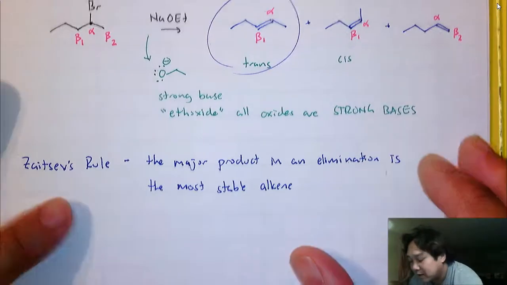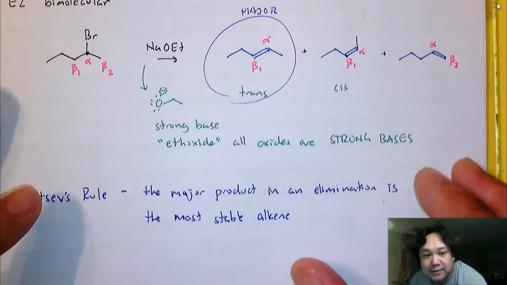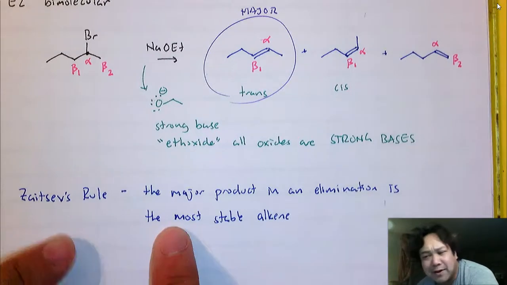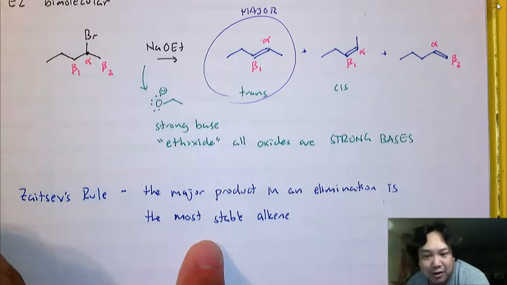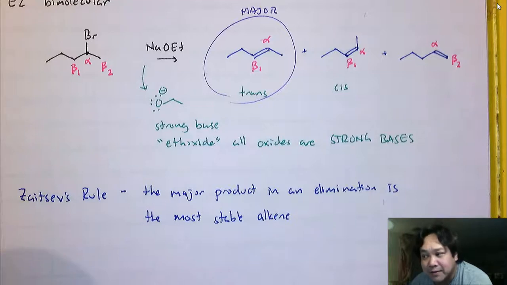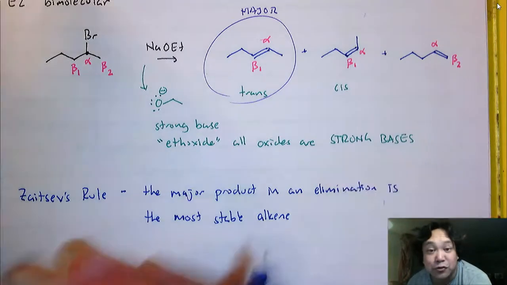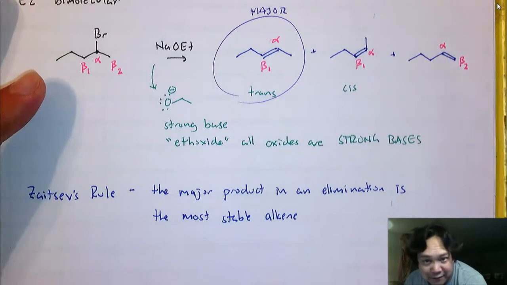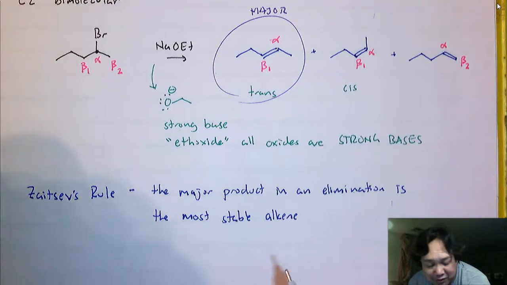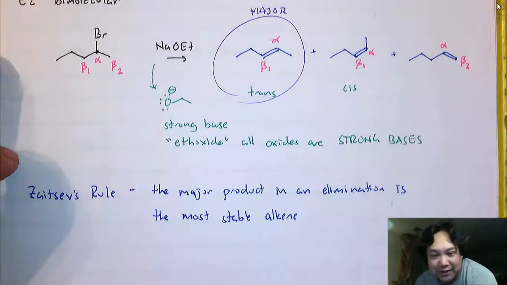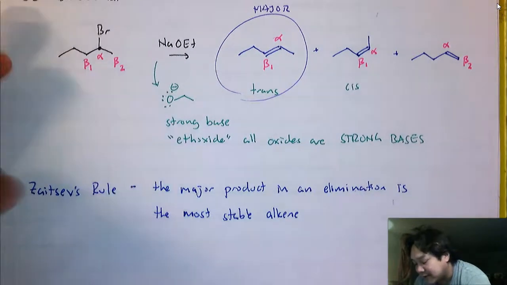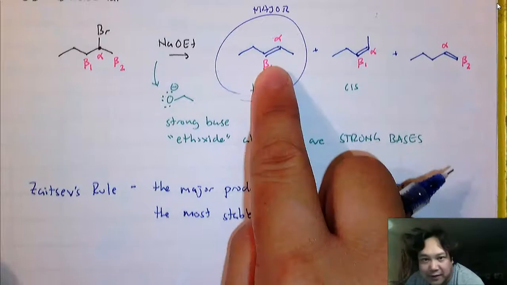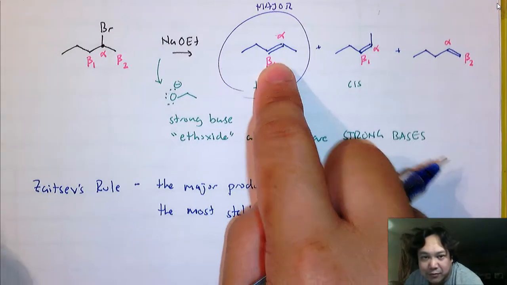Now that might seem obvious, right? The major product is the most stable product. But chemists are always looking for other outcomes, unusual outcomes, and actually we could get the anti-Zaitsev product with a little bit of change, but I'm not going to show that just yet. Right now, let's focus on Zaitsev and be able to identify the most stable alkene, which will be the major product.